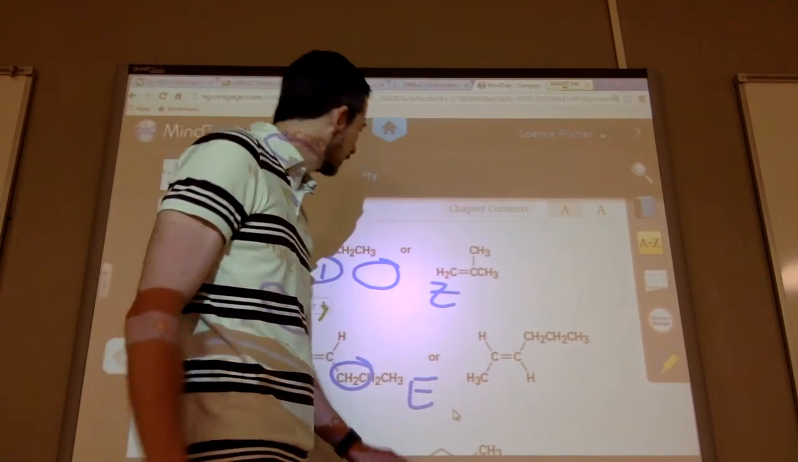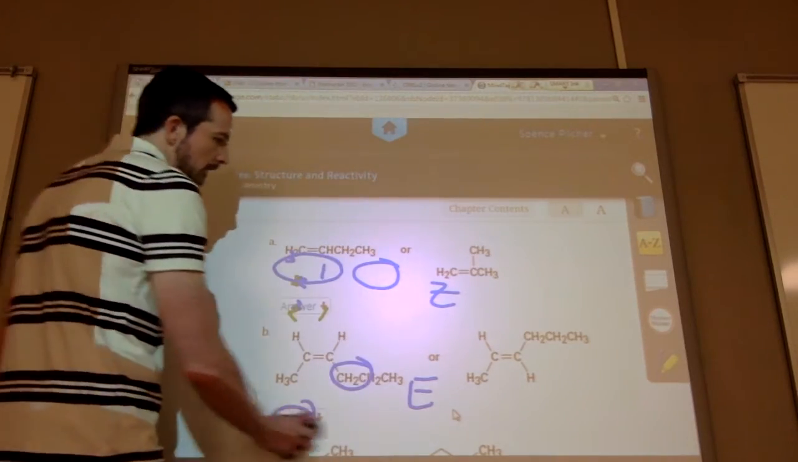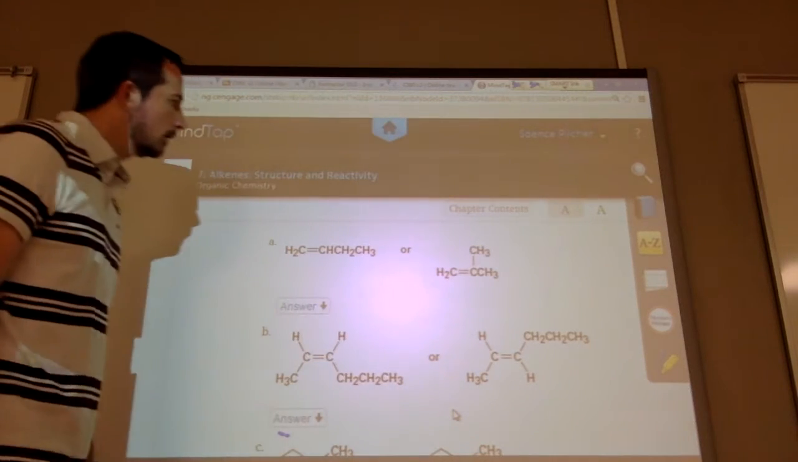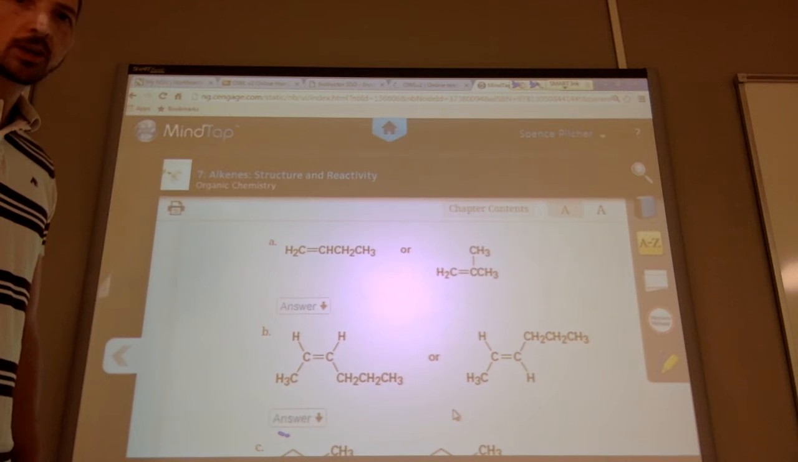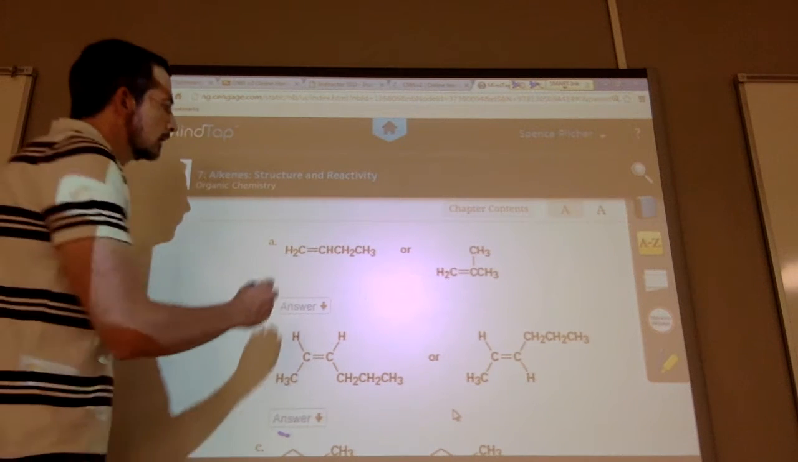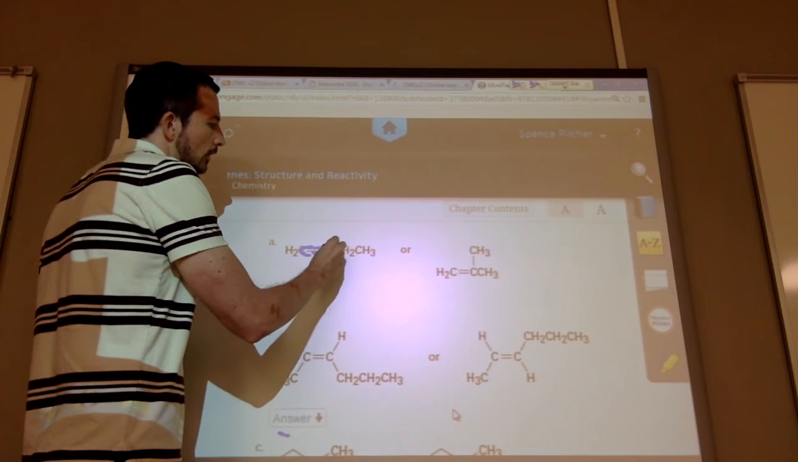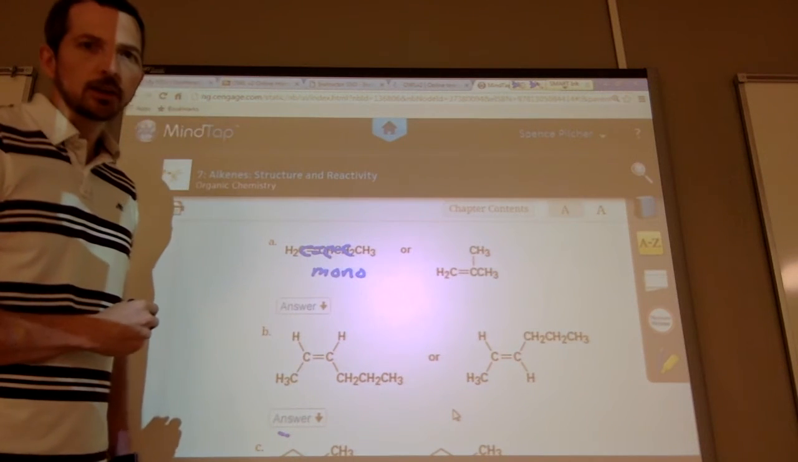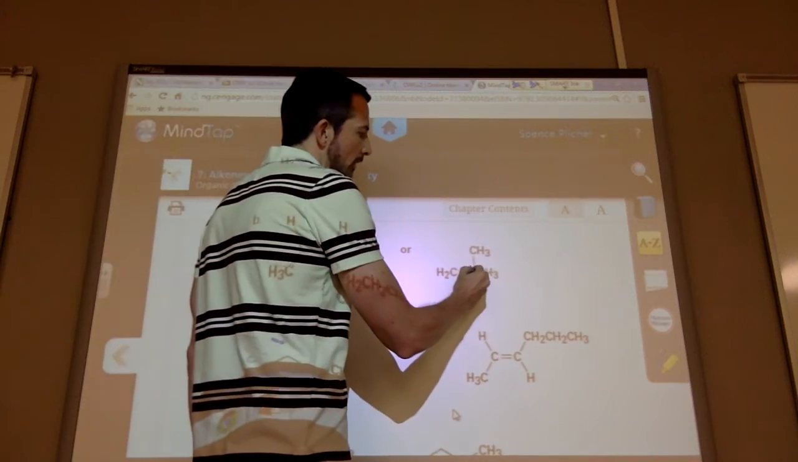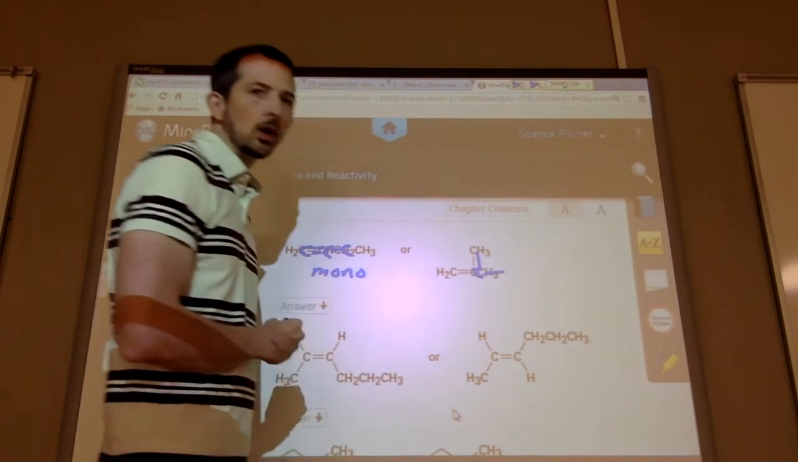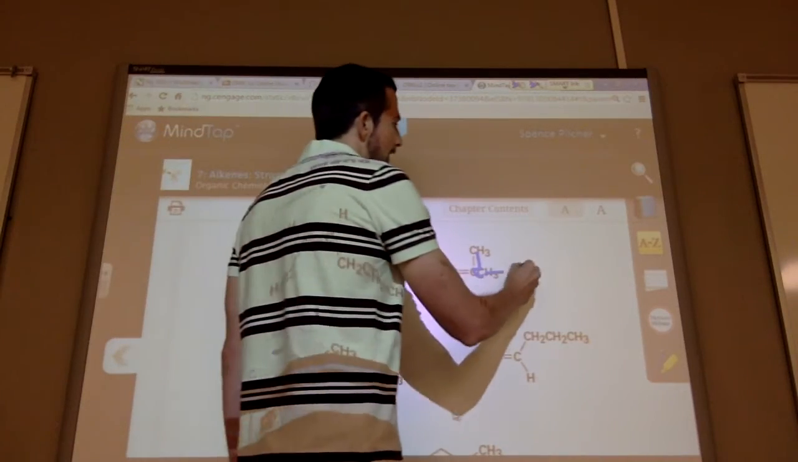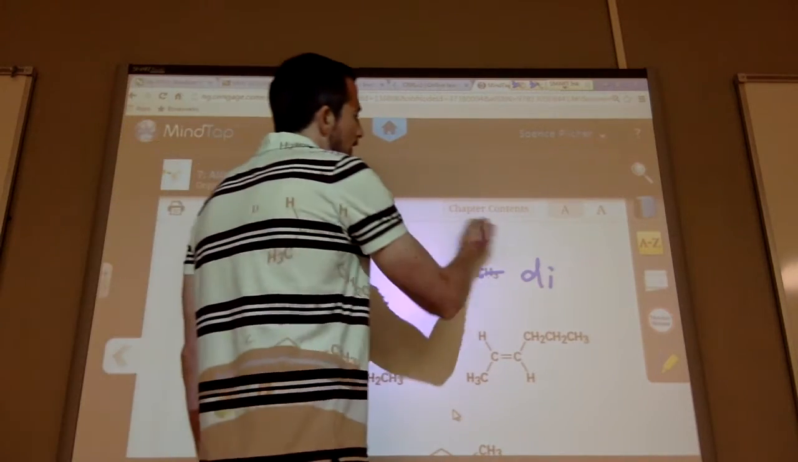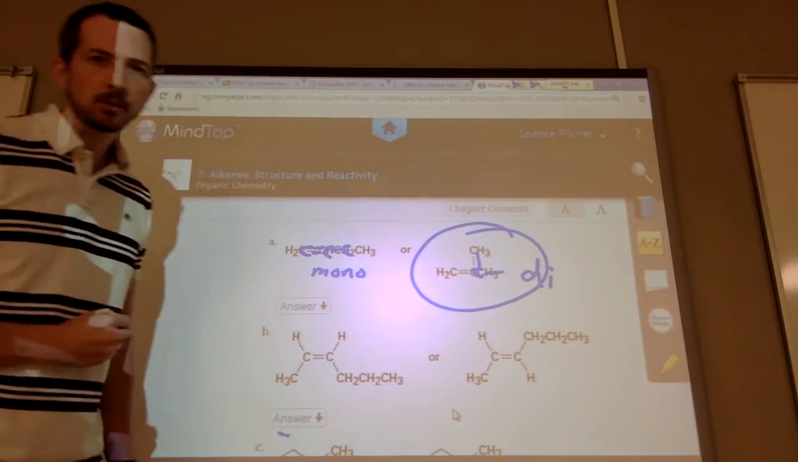These problems here, I'm just going to tell which one is more stable in each pair. So if I look at this first one, and I'm looking at your C double bond C, this has one other carbon attached to it. So that's a monosubstituted alkene. If I look at this carbon on this side of my double bond, I have two carbons attached to it. So that is a disubstituted alkene. So that one's more substituted, so it'd be more stable.